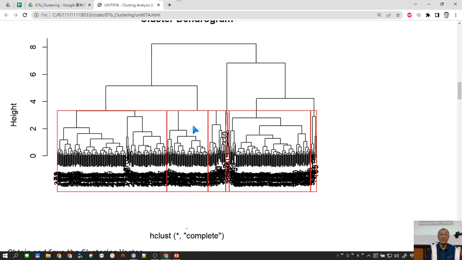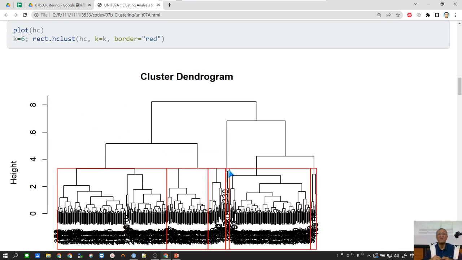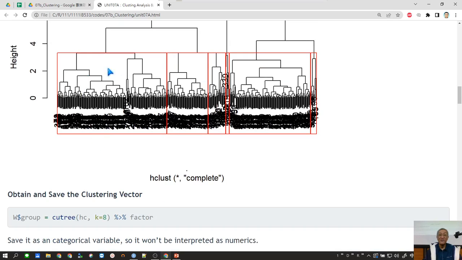This kind of graph is called a dendrogram, and because we have 440 data points, it is very crowded in the lower part. So usually you don't really need to plot this dendrogram. This is just for explanation. In practice, you don't really need to plot the HC, plot the tree.